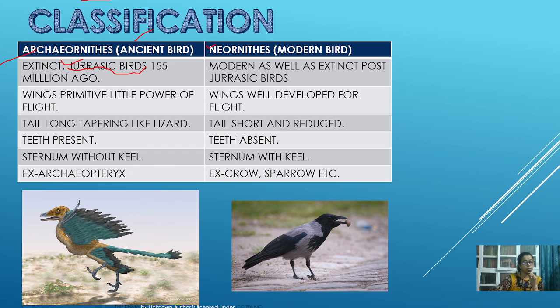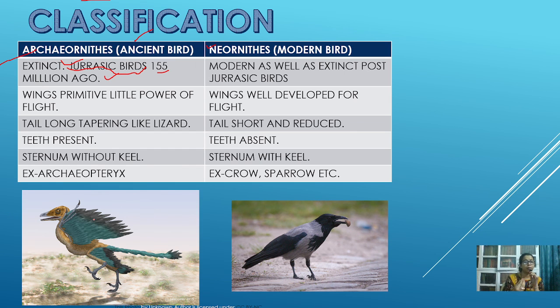When the dinosaurs were present, at that time these birds were present. They were huge in size and somewhat looked like reptiles, and they date back 155 million years. And the wings are really primitive. What is primitive? That is not responsible for the flying purpose.